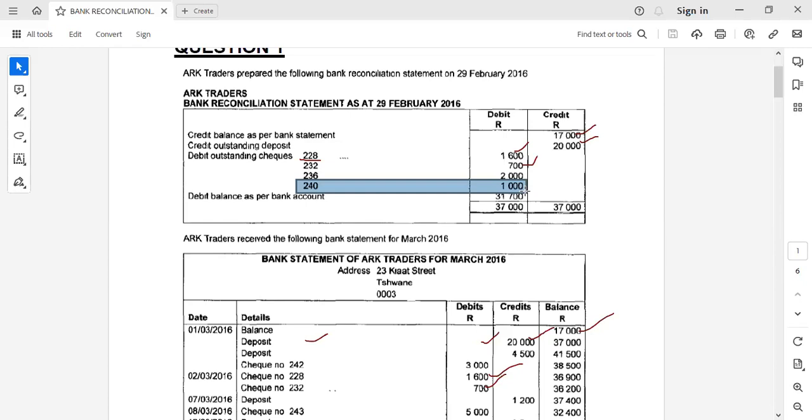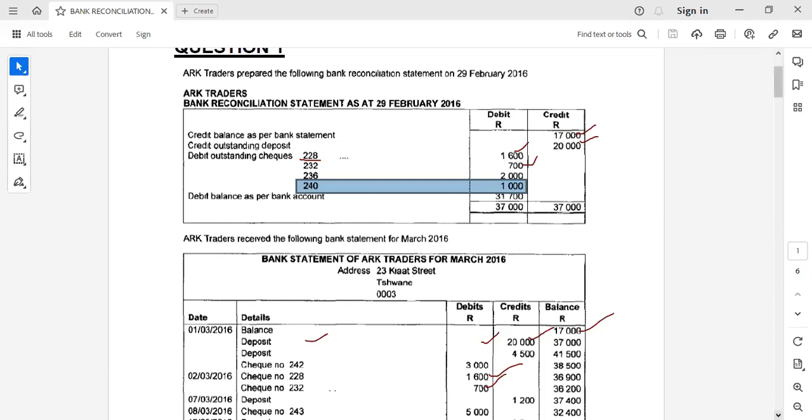So we have to check if we've got any further information to see maybe if it was still, then it will no longer be an outstanding check. But if it's not, that means when we do our bank reconciliation, that check is still outstanding. So check number 240 is still outstanding.